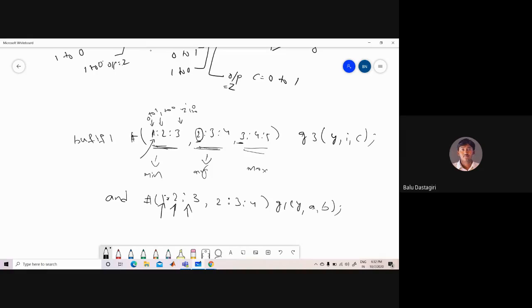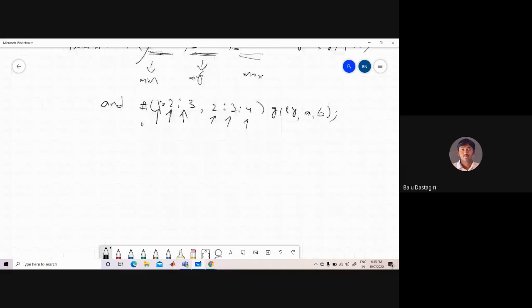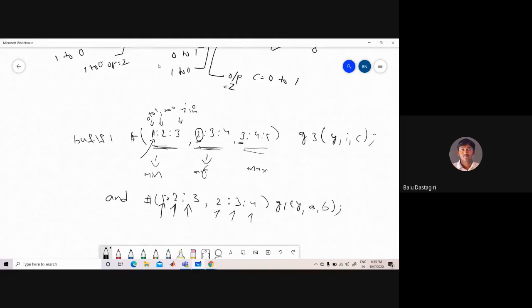Similarly, whenever the output is going from 1 to 0, that is the fall time, the minimum delay is 2 time units, the typical delay is 3 time units, and the maximum delay is 4 time units. So this is how you can specify the different delays associated with the AND gates.